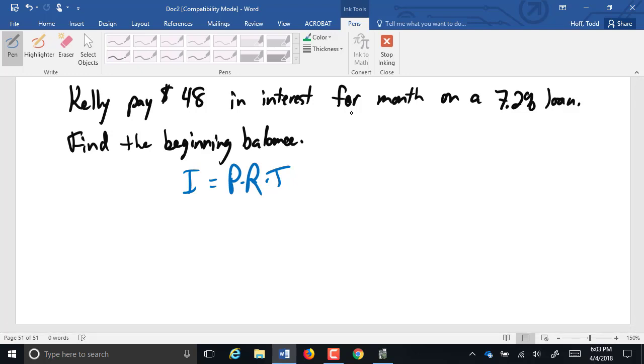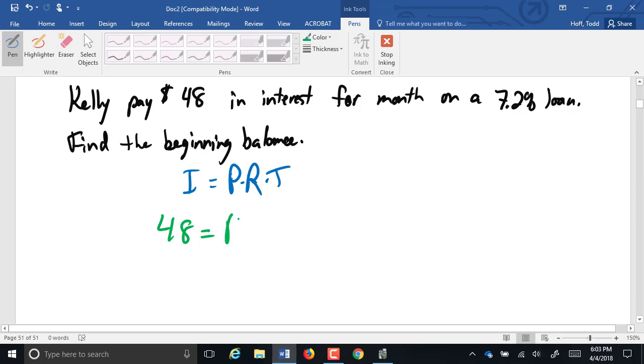So I equals PRT again. What goes in for I? Careful. $48 is the dollar amount. There we go. How about P? That's what we're looking for. Good. How about R? 0.072. Yep. And T? 112.